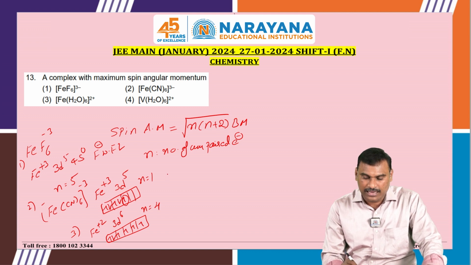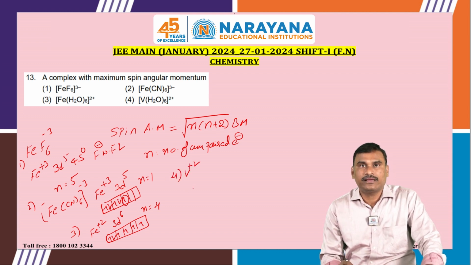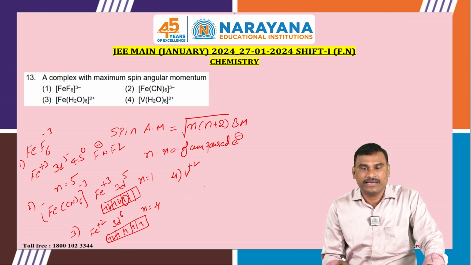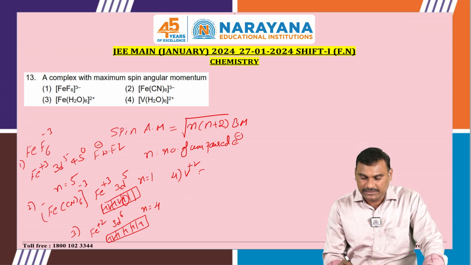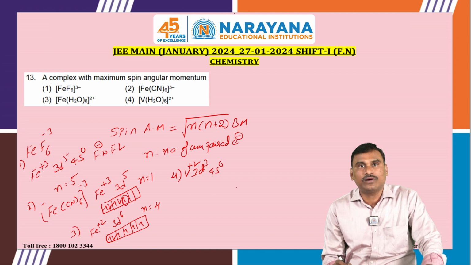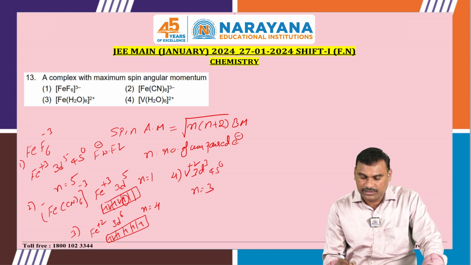And if you go for option 4, vanadium plus 2, scandium, titanium and vanadium, that is plus 2, d3 configuration and 4s0, 3d3 4s0. Therefore 3 unpaired electrons, since water is a weak field ligand, where n is equal to 3.